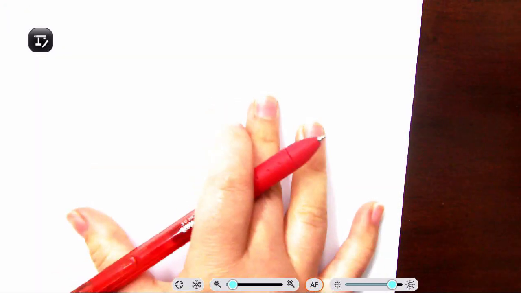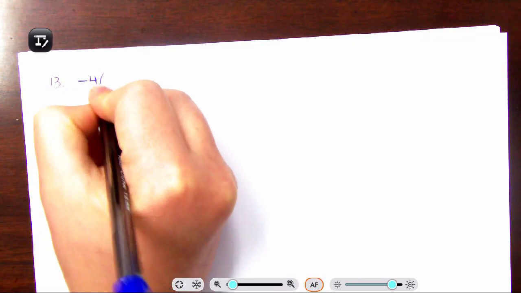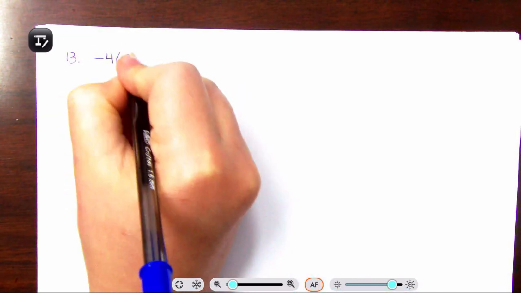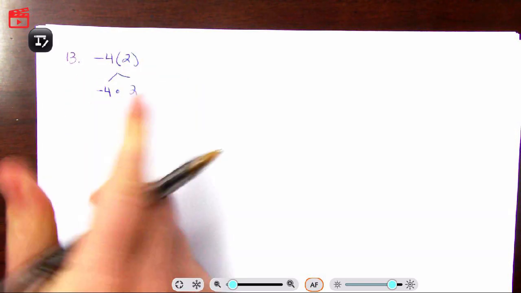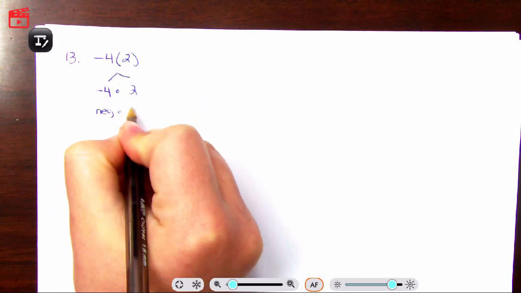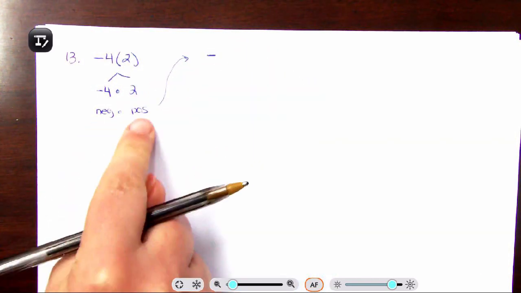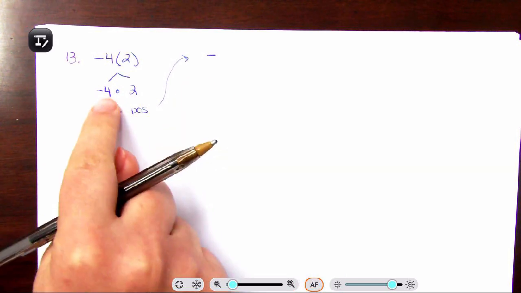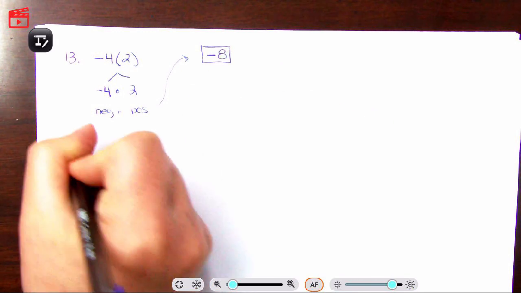Number 13, we are in fact now going to be multiplying. You know that if we see a number, it doesn't matter what that number is, next to parentheses, you're going to be multiplying. Negative 4 times 2. I have a negative number times a positive number. So that means my answer is going to be negative. These are different. That means my answer will be negative. Now, what is 4 times 2? 4 times 2 is 8. So we have negative 8 as our answer.